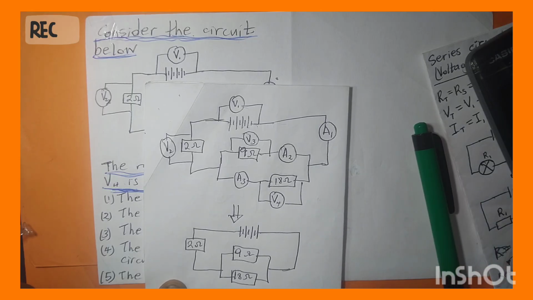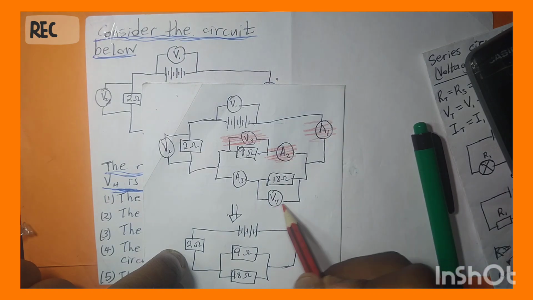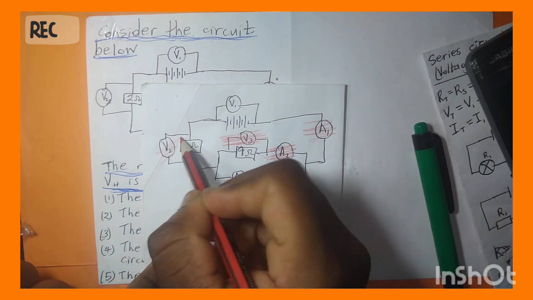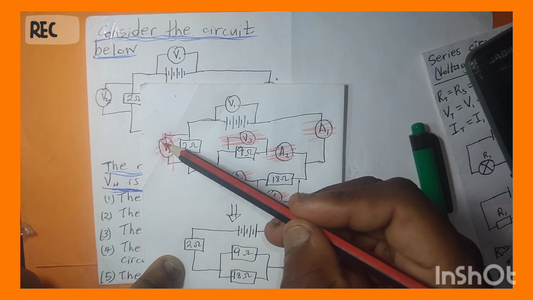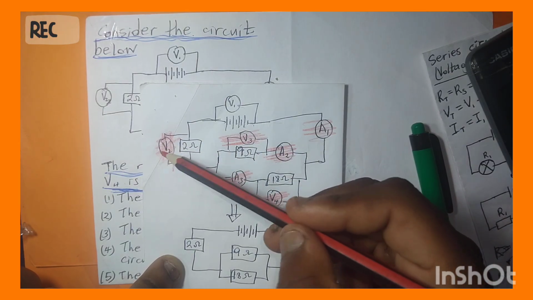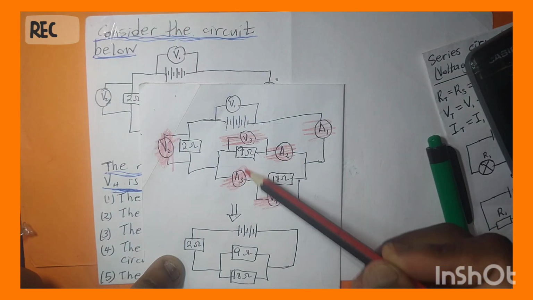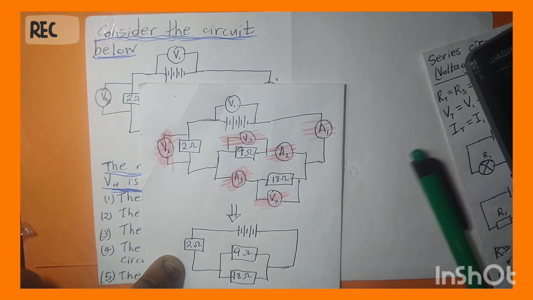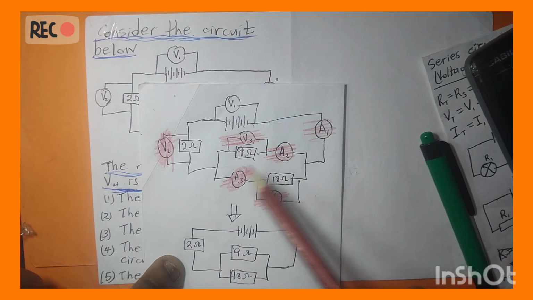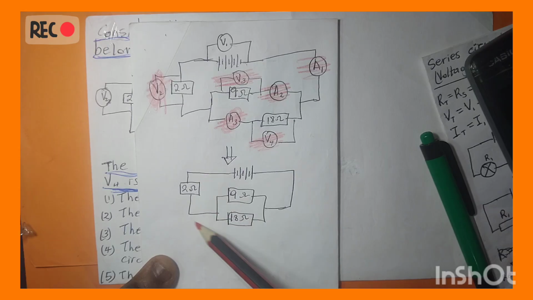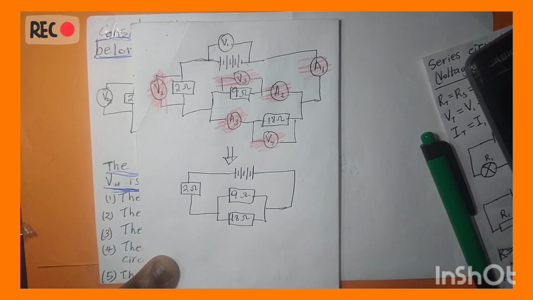All of these things are instruments that we use. This is the instrument which measures a voltage. And this one is the instrument that measures what? A current. So what you will do there, you can remove all those instruments, so that your circuit will become like this, so that you can only focus on the resistors.